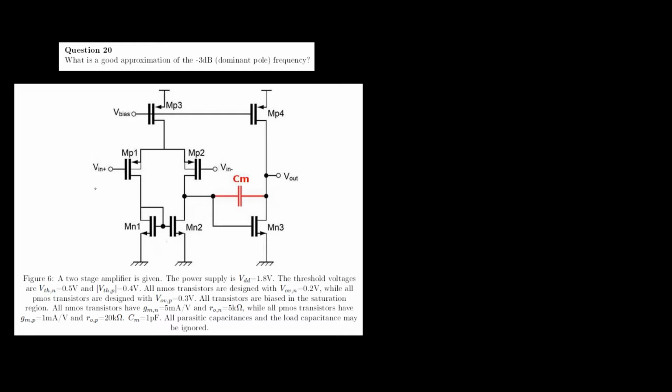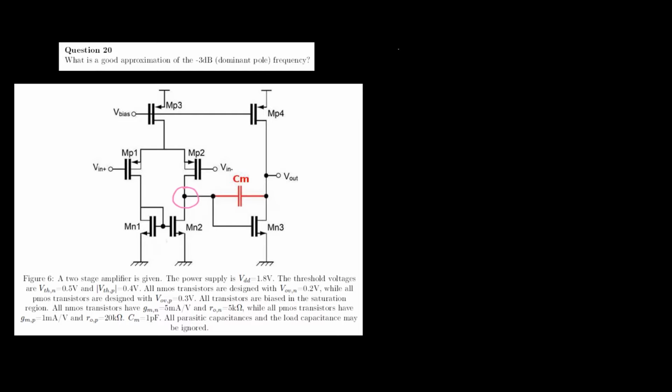Now the first step in this process should be reminding ourselves that we applied this Miller capacitance to push the pole associated with the node of V out to higher frequencies and the node associated with the output of stage 1 to lower frequencies. So we should find the pole frequency of this node here.